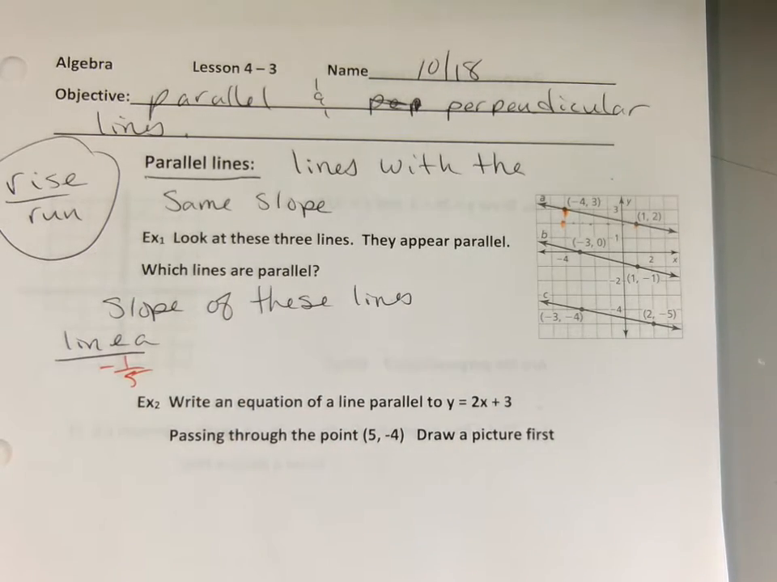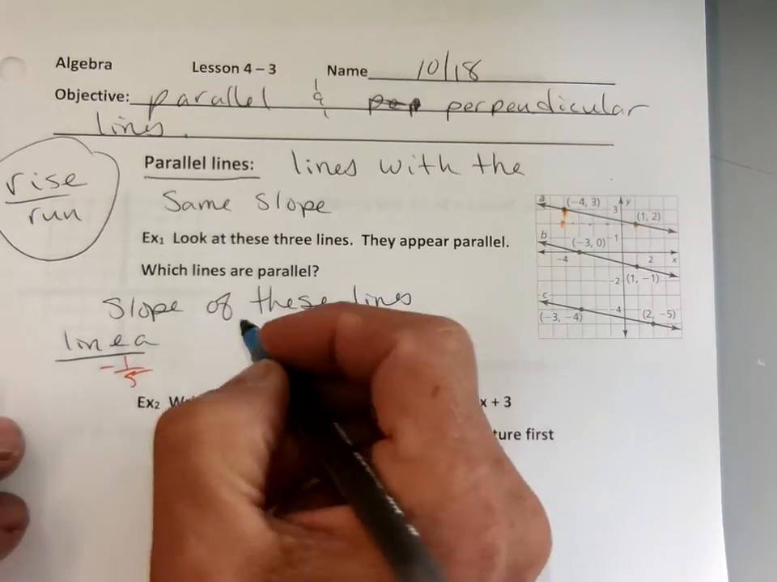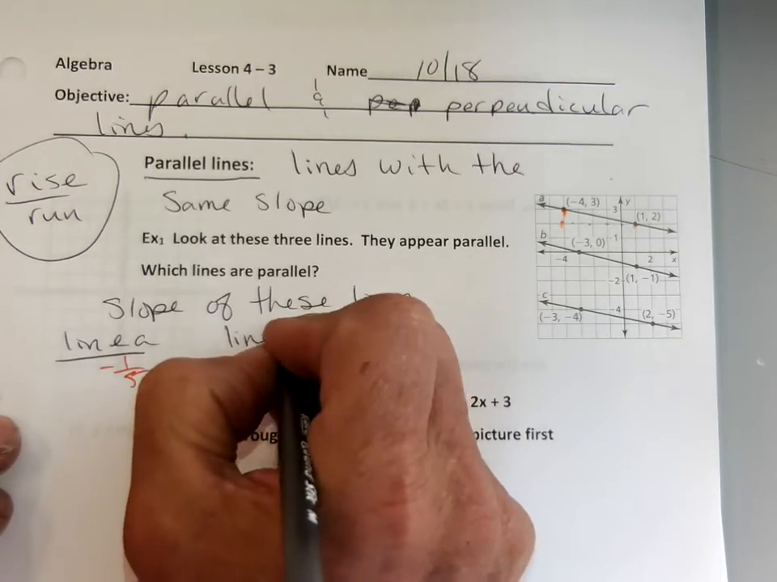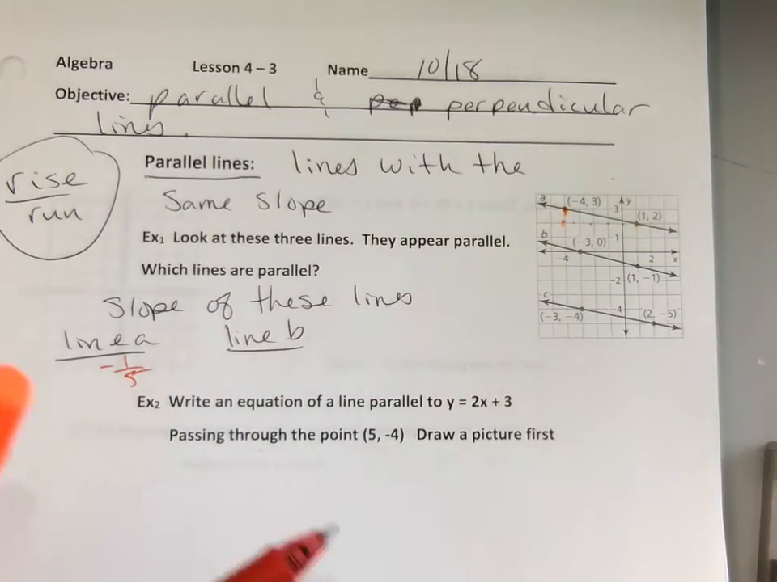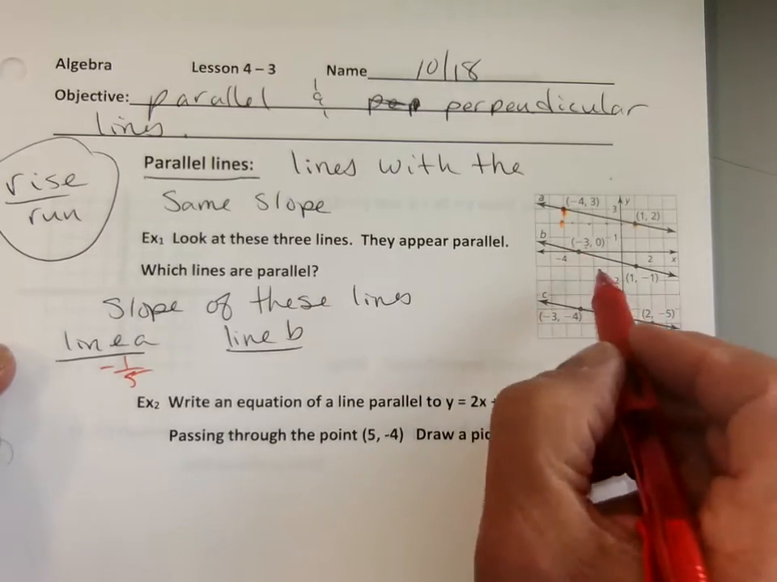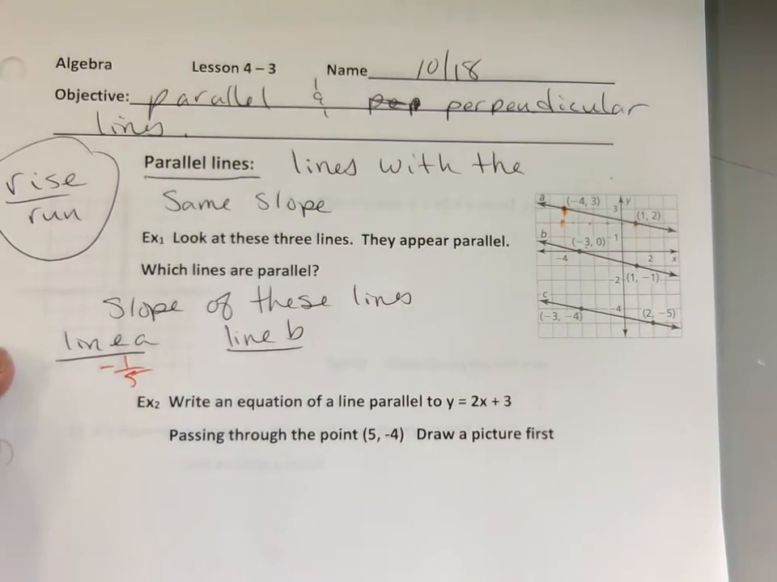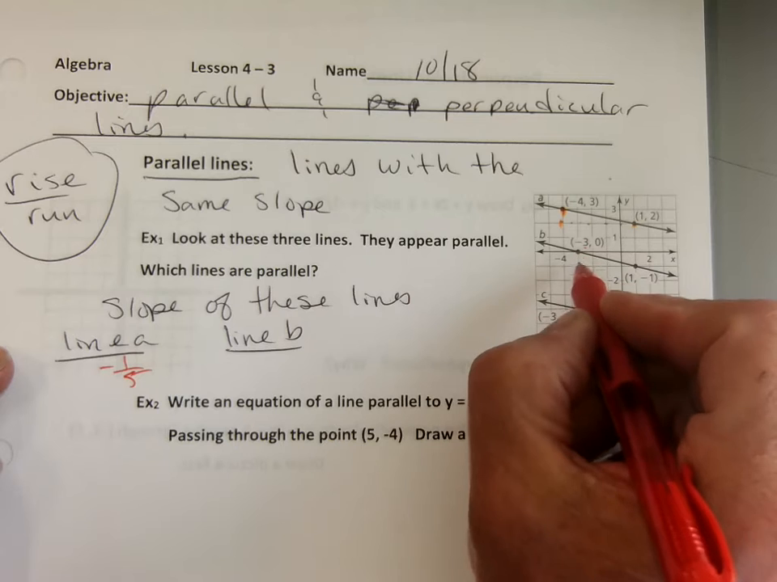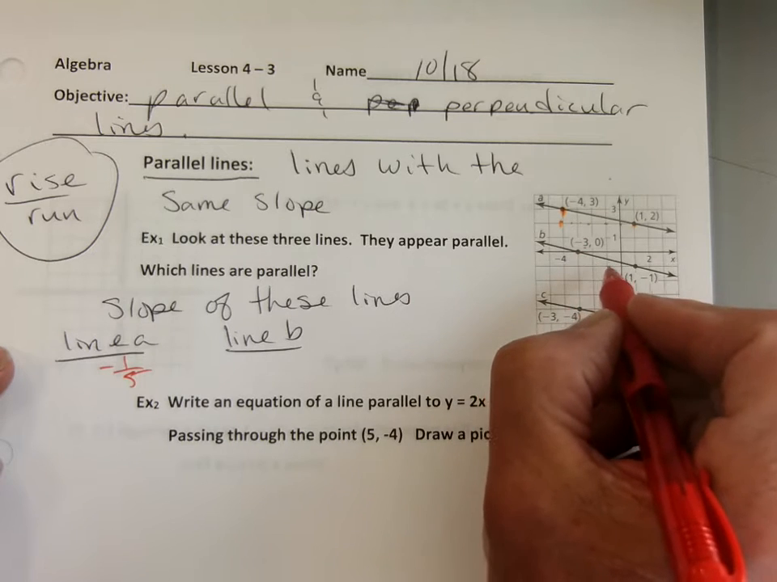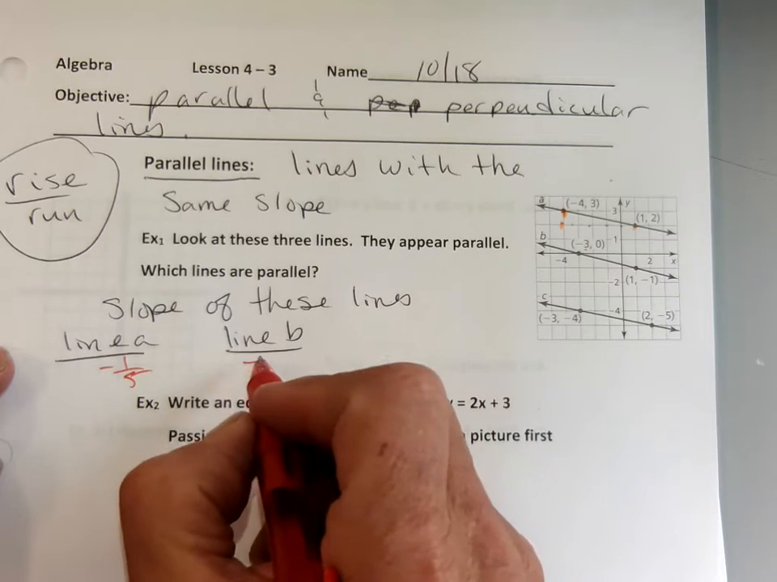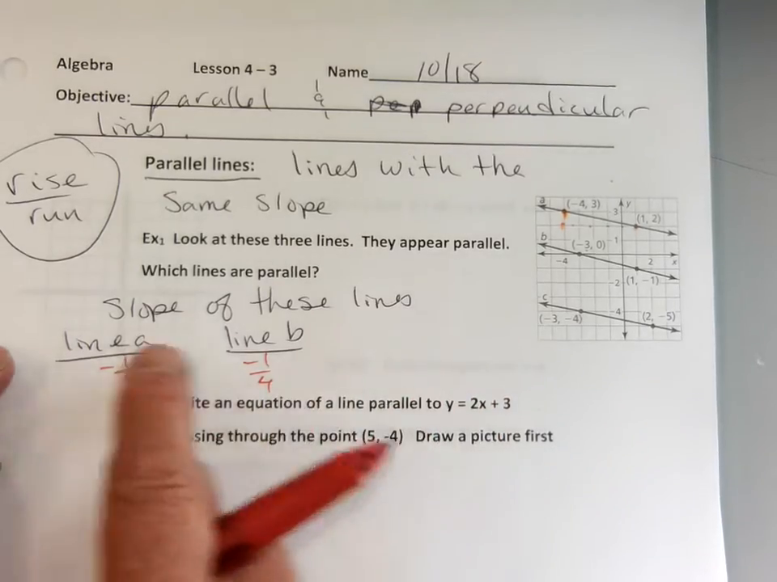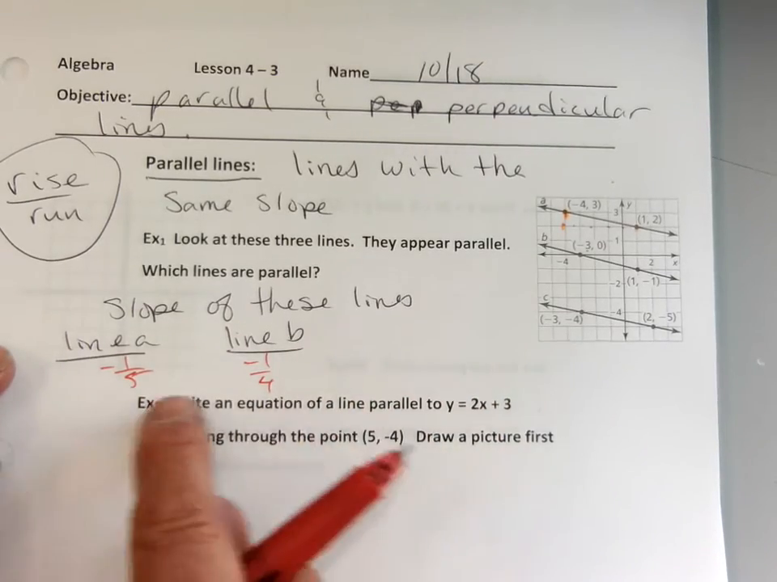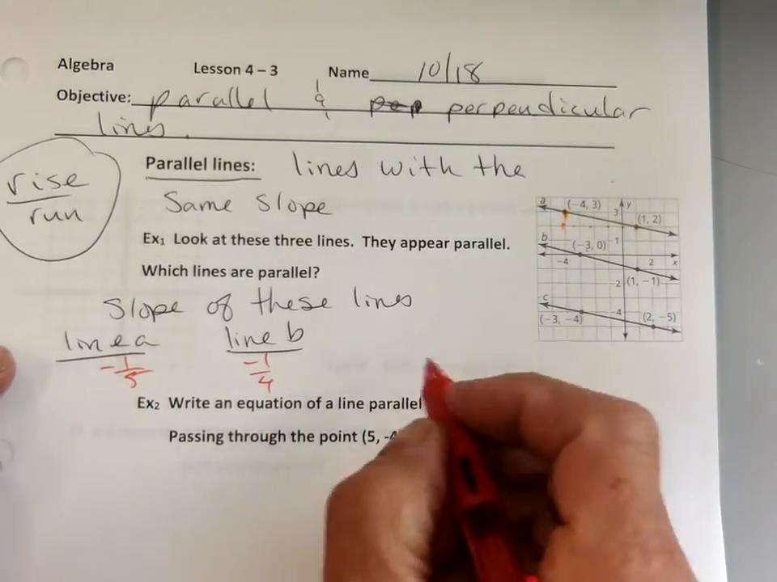All right. So let's take a look also at line B. Let's walk it. Let's go from this point to this point. So we'll walk it down, and we'll go down 1 over 1, 2, 3, 4. Down 1 over 4. These two lines are not parallel. Different slopes, okay? And then let's finally look at line C.